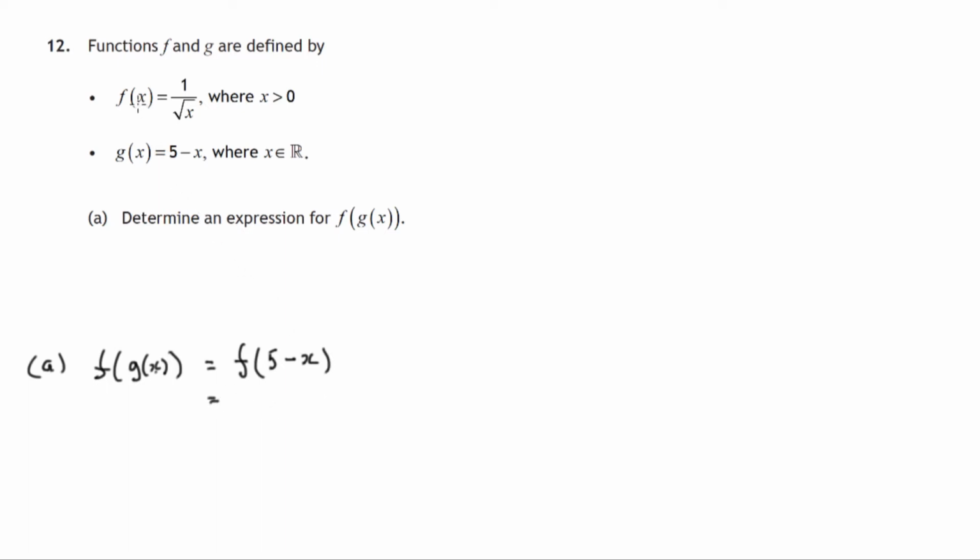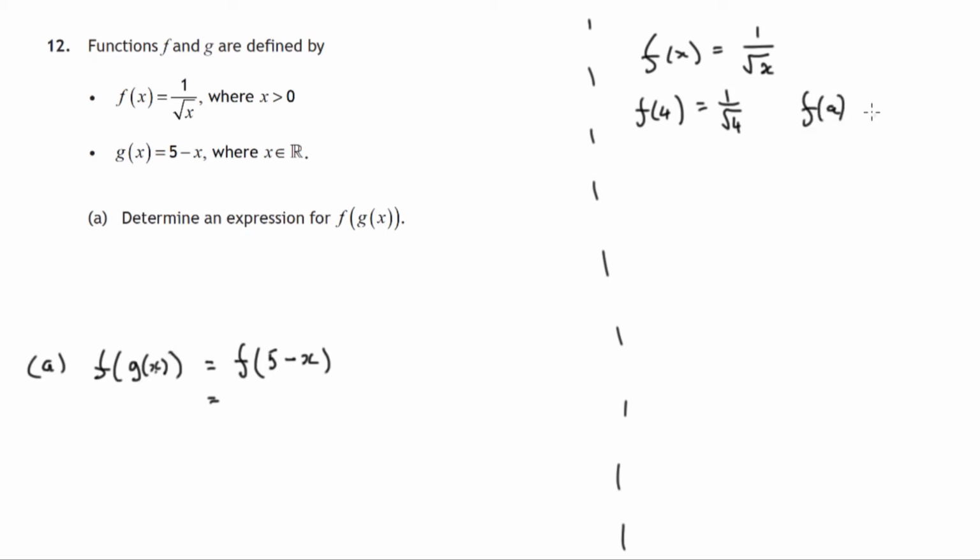Second step is, we look at f. We know what happens when x goes in. When x goes in, we take the square root of x and divide it into 1. If 4 went in, we'd take the square root of 4 and divide that into 1. If we put a in, we'd take the square root of a and divide it into 1. If we put 5 minus x in, we'll take the square root of 5 minus x and divide that into 1. And that's us done. That's an expression for f of g of x.